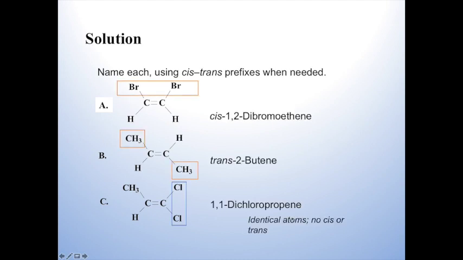So the first one, A, is cis-1,2-dibromoethene, which we have discussed already. B is trans-2-butene because the two carbon substituents are on opposite sides of the carbon double bond. And then C is 1,1-dichloropropene. There is no cis or trans isomerization because of the two chlorines attached to one of the carbons.